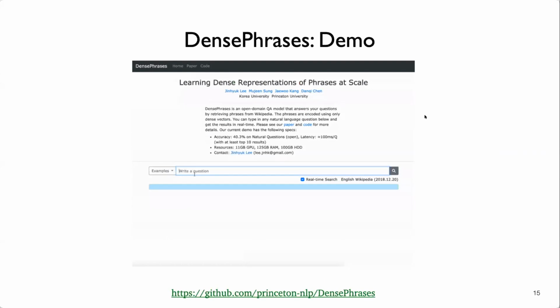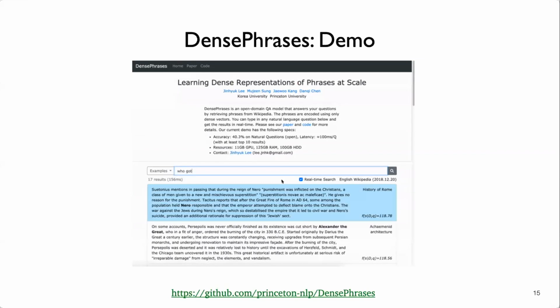We also built a demo for DensePhrases. If you're interested, you can go to this URL and play with our DensePhrases demo. Let me just play this very quickly.